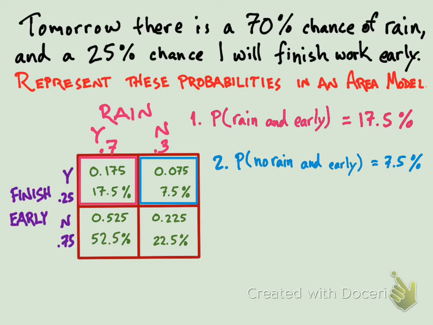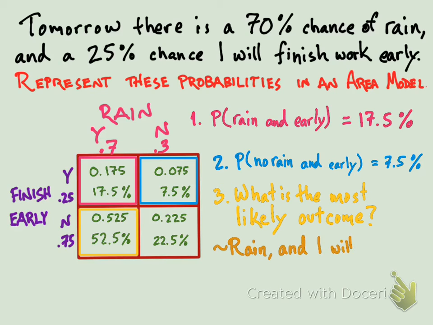But we can also answer a different kind of question like, what is the most likely outcome? Clearly the part of the area model that has the largest percentage is 52.5%, which means it will rain and I will not finish work early. So this is how an area model works. Even though one of those questions is a little bit different from the other ones, the one thing that all three of those questions have in common is the word "and."